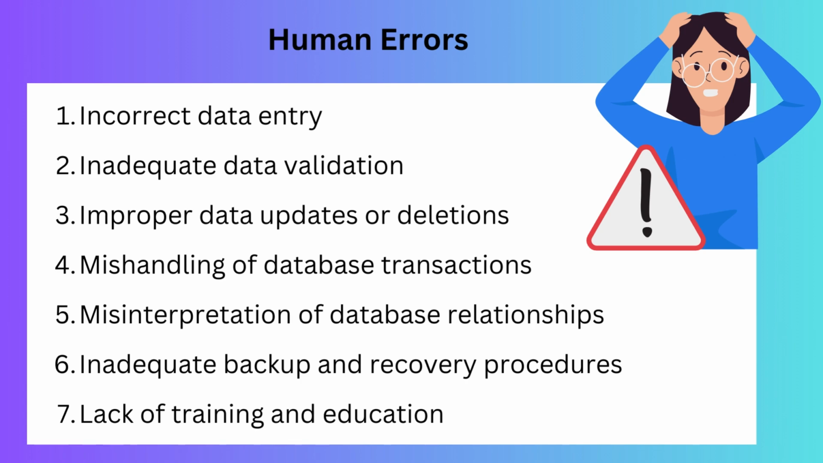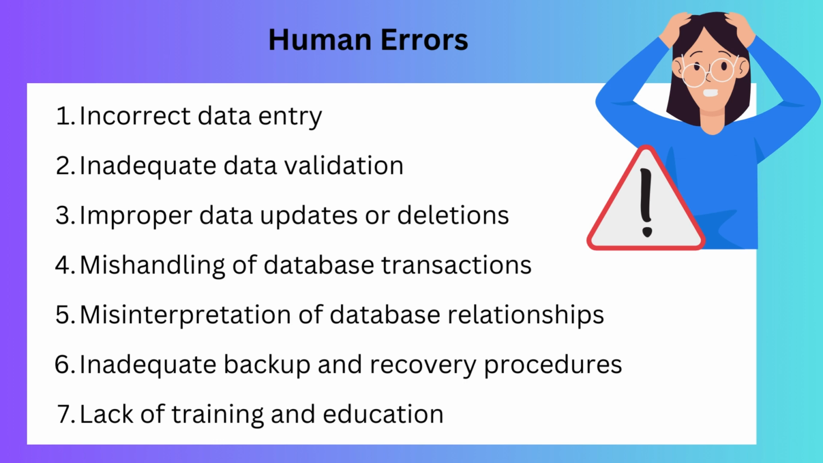Next is misinterpretation of database relationships. Human database operators may misunderstand or misinterpret the relationships between the tables or entities within the database. So this can result in incorrect data retrieval, incorrect data updates, or incorrect queries that lead to logical issues.